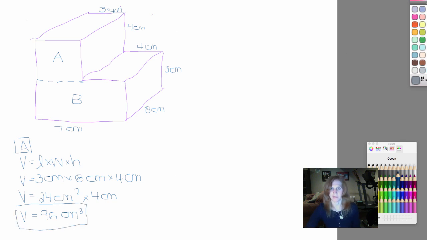So now I'm going to come up next to it and solve for figure B. Volume equals length times width times height. I rewrite it every time. So I'm finding the volume of this figure, and the length is 7 centimeters. And the width is 8 centimeters. That width did not change the way I measured it. And the height is 3 centimeters.